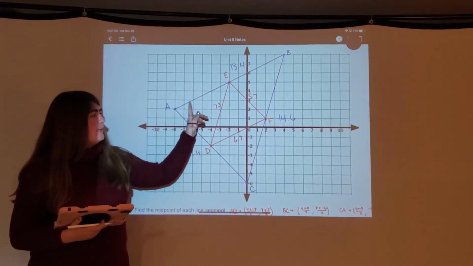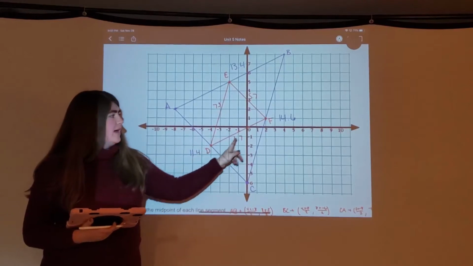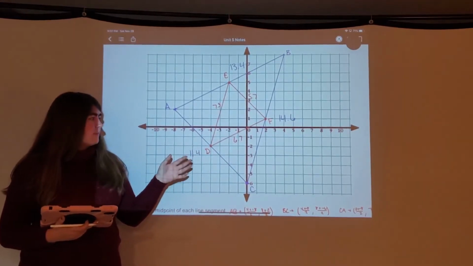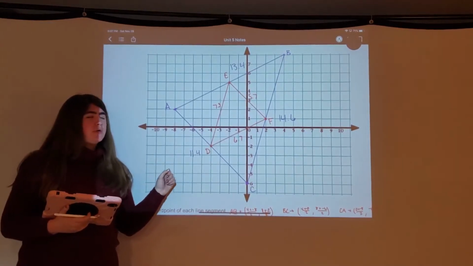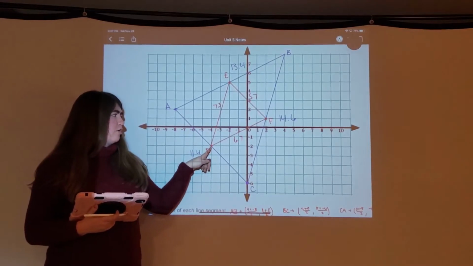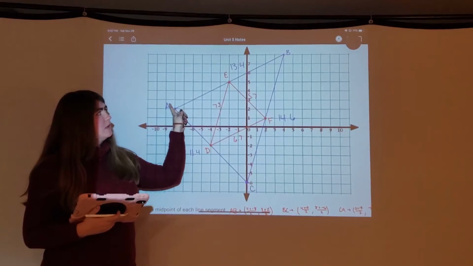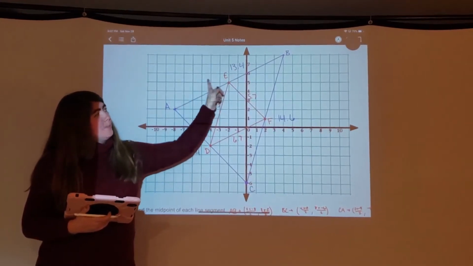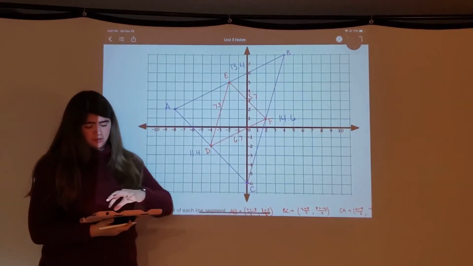And AB is 13.4, and DF is 6.7, and those are parallel. 6.7 times 2 is 13.4. So I'm noticing that we have sets of parallel lines, and the segments that go from the midpoints are half of the length of its opposite parallel side. And we'll come back to that in just a moment.